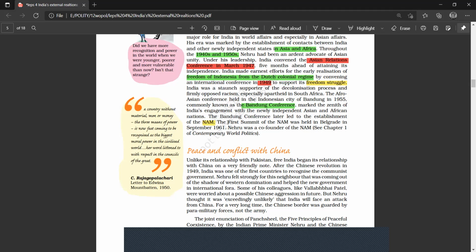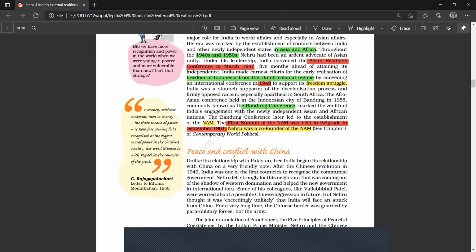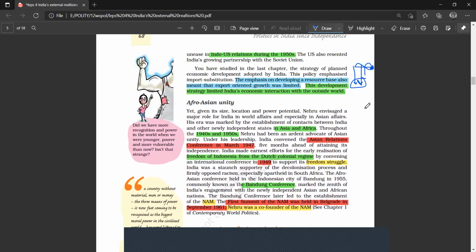This is going to be very important. The first summit of NAM was held in Belgrade in September 1961, and Nehru was the co-founder of NAM. This paragraph is a very important paragraph. You have to understand that we had the first summit in Bandung, that was the first Afro-Asian conference.